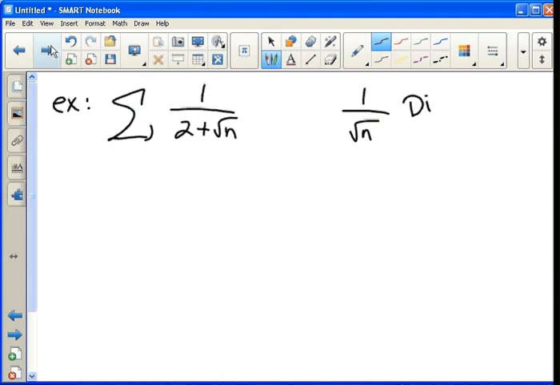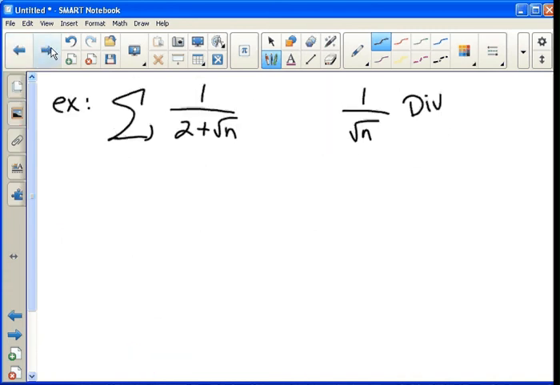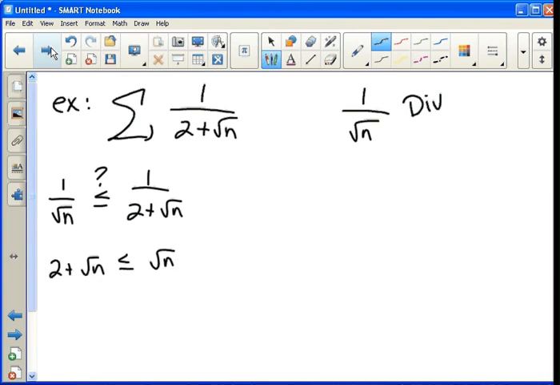Okay, now if we know this one diverges, go back real quickly to our theorem. We're hoping that it's the smaller one, because if the smaller one diverges, we can conclude the other one diverges. So let's try that. Let's test, is 1 over the square root of n less than or equal to 1 over 2 plus the square root of n? Well, if you cross multiply, that does not work. Now listen very carefully. That does not mean that the original one converges. Our inequality not working doesn't tell us anything except that we've got to try something else. Okay? So it turns out that 1 over the square root of n is not going to be a helpful thing to compare this to.